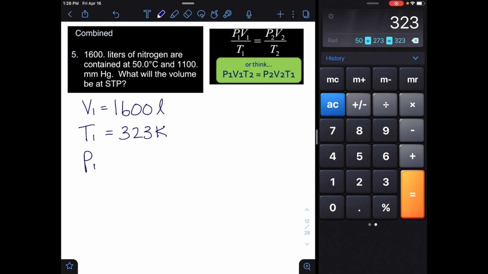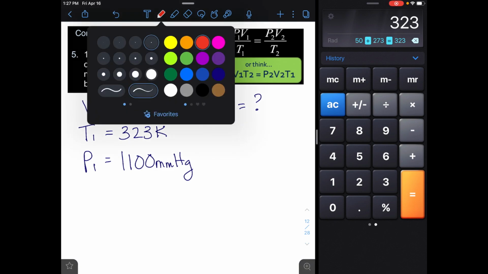And it has a pressure of 1,100 millimeters of mercury. What will the volume be, V2 question mark, at STP? So this STP here has a lot of information in it. STP, remember, is 0 degrees Celsius and 1 ATM, but neither of those units work, so I need to make sure that my units match.